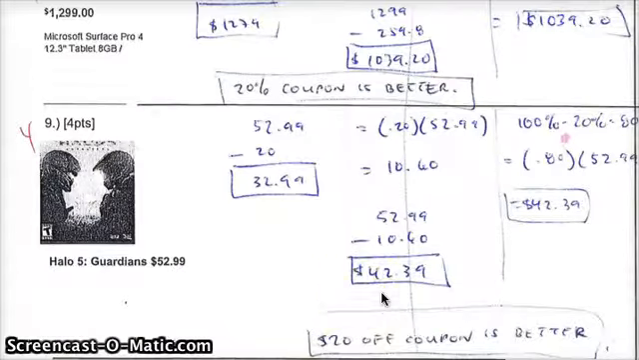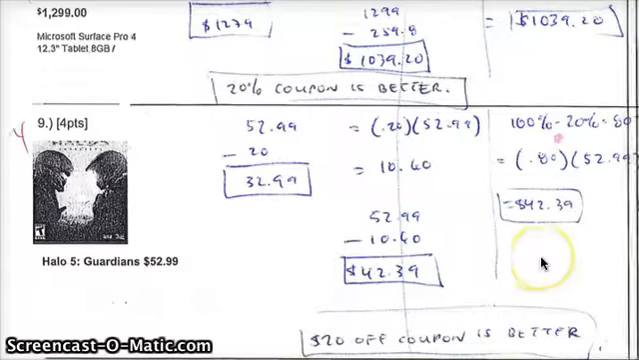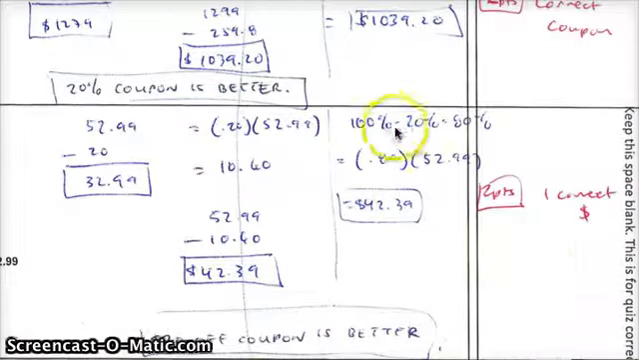Question number 9. Same thing. $20 off, you just subtract 20. And to get 20% off of our video game of $52.99, you can multiply that number times 0.20. You'll get $10.60, and you can subtract that from the original price. Or if you know it's a 20% off coupon, you're only paying 80%. 80% times $52.99 gives you $42.39. $20 off is a better coupon.